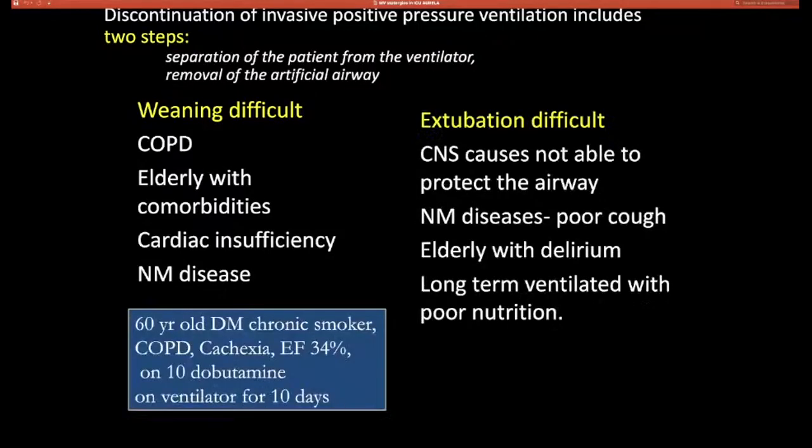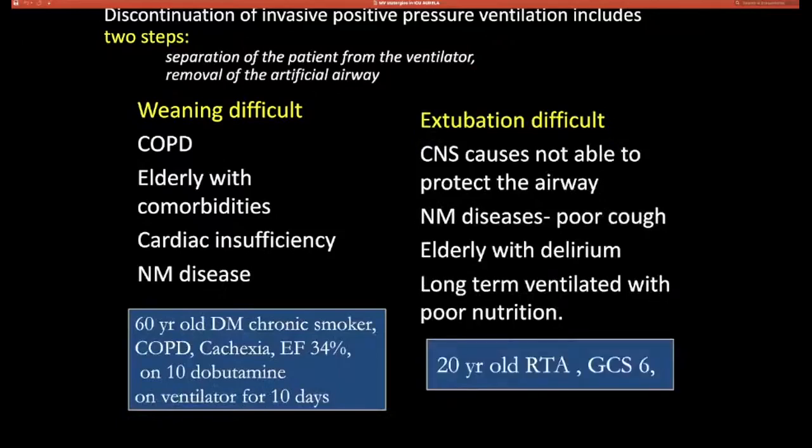They are different. Look at the two examples. A 20-year-old road traffic accident, GCS of 6. This guy may be on a T-piece with tracheostomy on the second or third day, or probably a week, once the cerebral edema decreases. There is definitely no difficulty in weaning this patient, but it is very difficult to extubate because he's not able to protect the airway. Whereas look at this example.